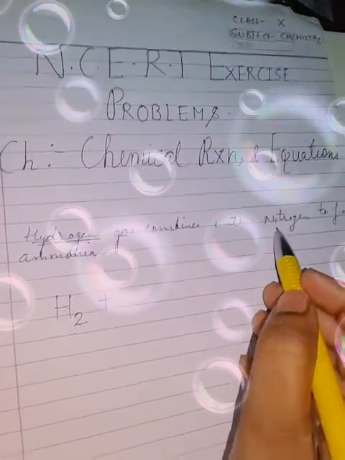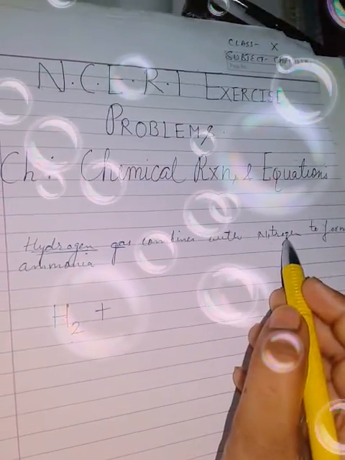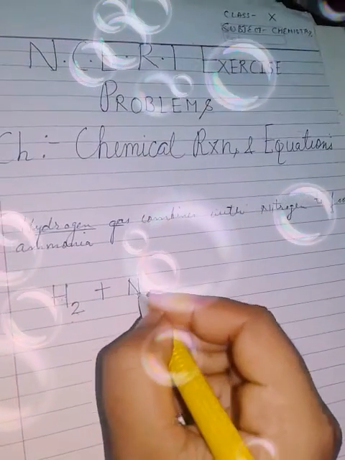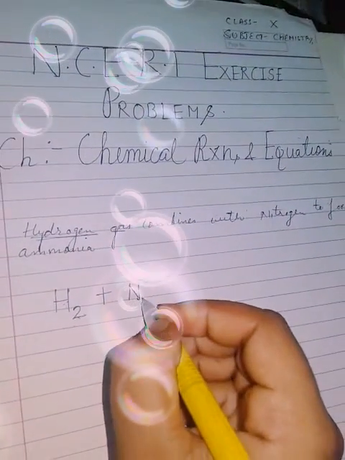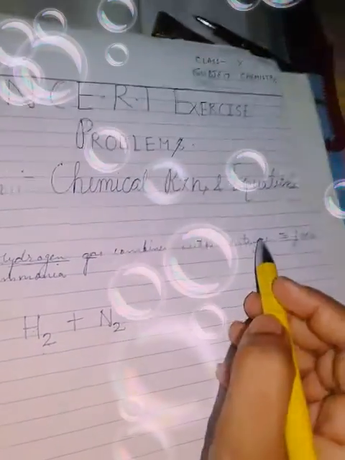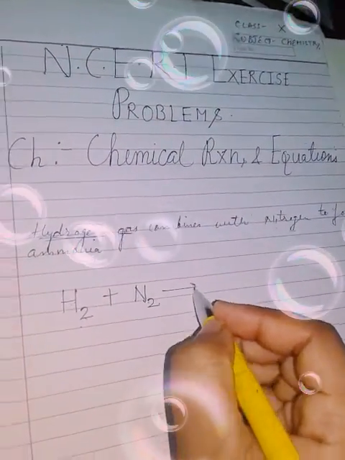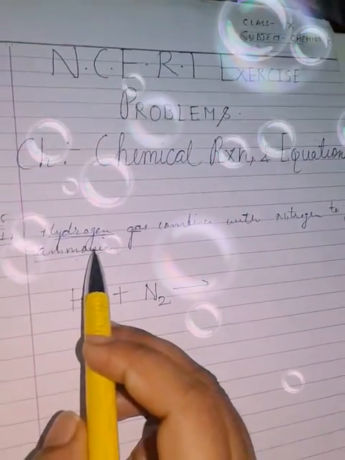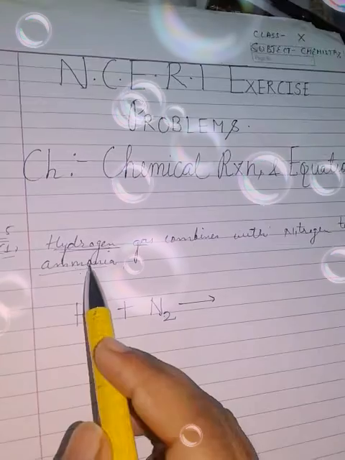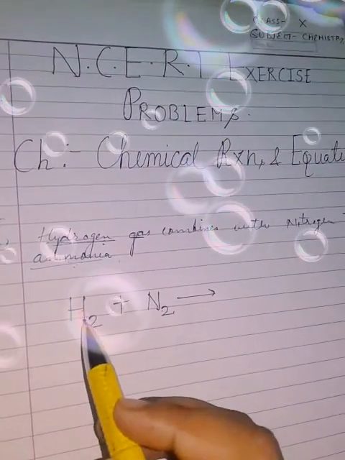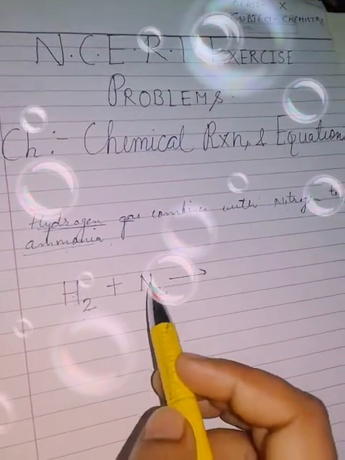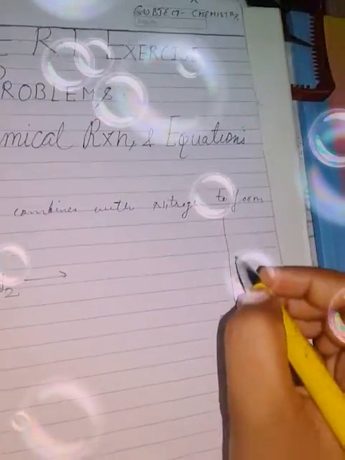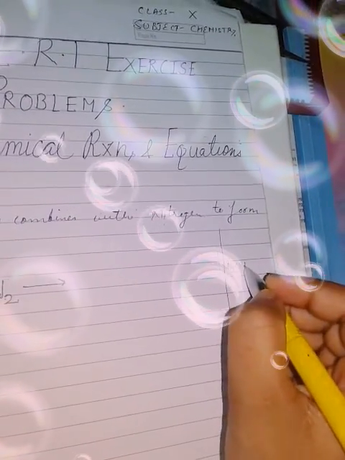Combined with nitrogen. Again, nitrogen is a gas. So nitrogen, the symbol is N. Since it is a diatomic gas, N2 is there. To form means there is a product, ammonia. Now the concept here is, what is the formula of ammonia? Since ammonia will be formed from hydrogen and nitrogen only, you can roughly solve it over here: one is nitrogen, then hydrogen is there.